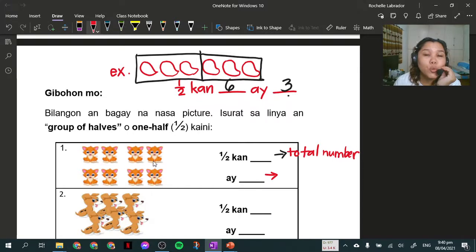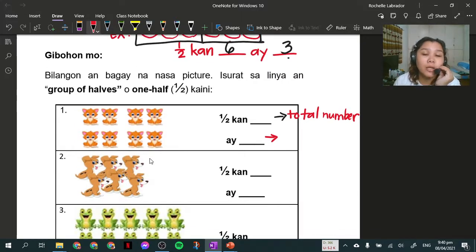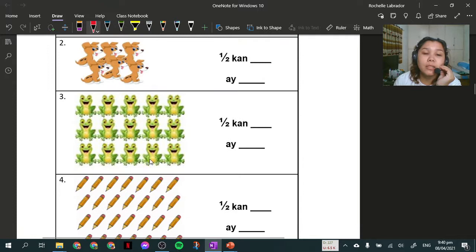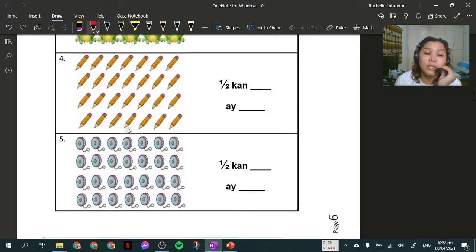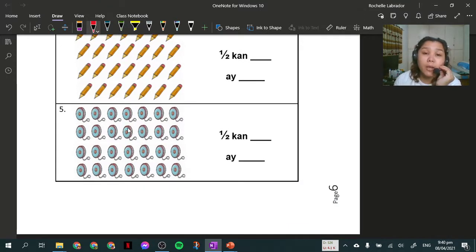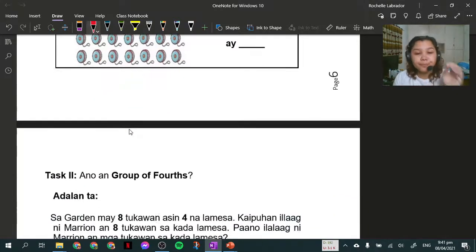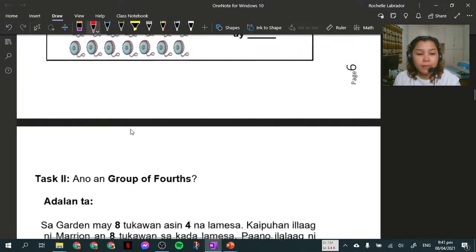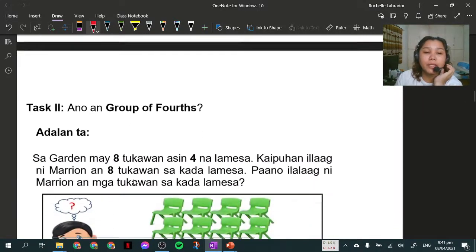Teacher, pwede ba ako magguhit so that I can really see what is 1/2 of this given set? Yes, you can. So, at wag nang burahin. Okay lang. It's okay if you put lines para malaman ko din, nag-isip, and then you were able to visualize what is 1/2 for the given objects. So that is what you have to do for task 1. I-pause so that you can answer this correctly. Page 6. And then when you're done, pwedeng ipagpatuloy on the next page for task 2.